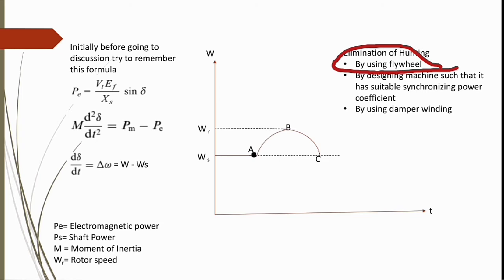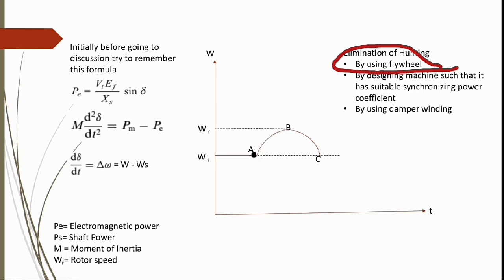Second one is by designing machines such that they have a suitable synchronizing power coefficient. So what is the synchronizing power coefficient? The synchronizing power coefficient is the stability factor. So we have to maintain the design in such a way that we get a suitable synchronizing power coefficient. If we have a suitable synchronizing power coefficient, then hunting is already eliminated.